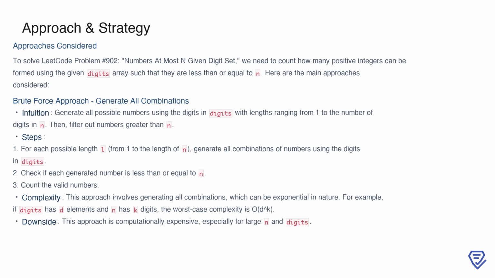While this method might seem straightforward, its computational complexity is a significant drawback. With d elements in the digits array and k digits in n, the worst-case scenario involves d to the power of k combinations, making this approach impractical for larger inputs. The brute force method is therefore not suitable for efficiently solving the problem, especially when n or digits is large.